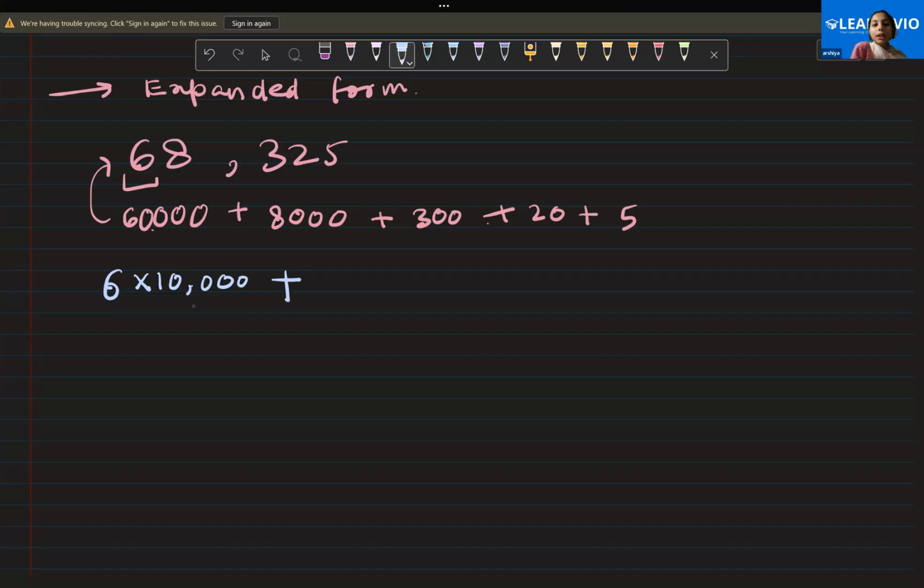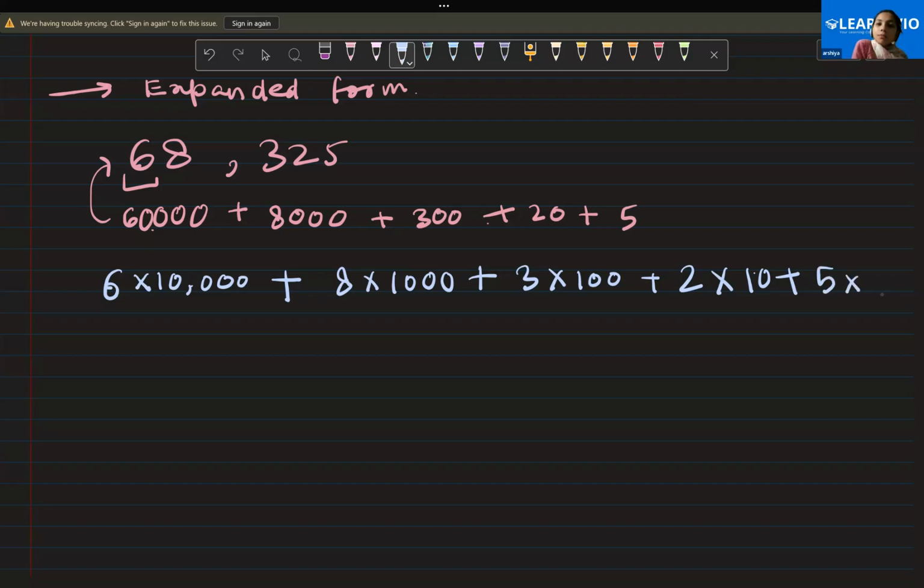How can I write 8,000 like this? 8 into 1,000. Very good. Then how can I write 300 like this? 3 into 100. Very good. Next one. 2 times into what? 10. Yes. And what about 5?